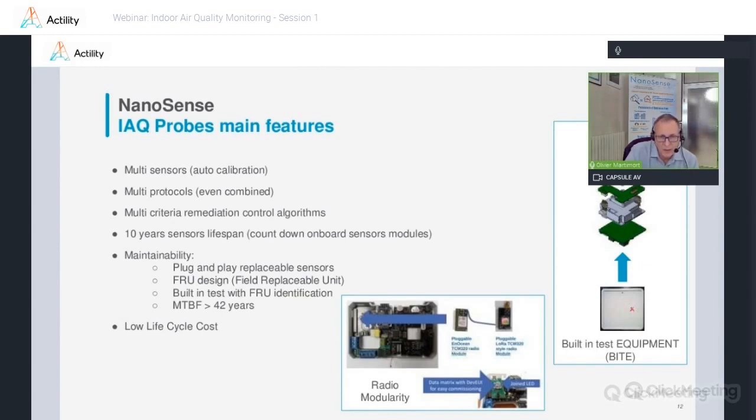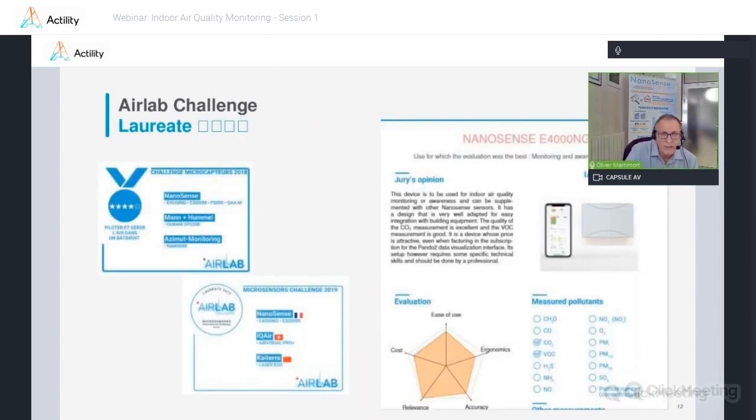As you can see on the bottom, it is quite modular, so you can plug in a radio module, which can be either EnOcean or LoRa. This is exactly the same kind of module. And of course, for the LoRa, you can see the data matrix that you can scan as well as the join LED. So this probe, or those probes, are quite known, I would say, because we won the 2 Air Lab challenge of the micro sensors challenge in 18 and 19. There was none in 20.